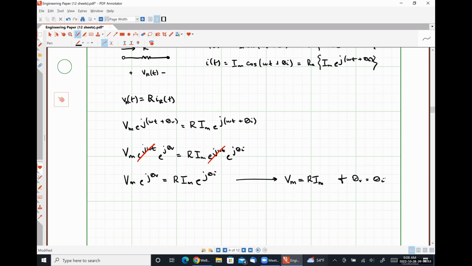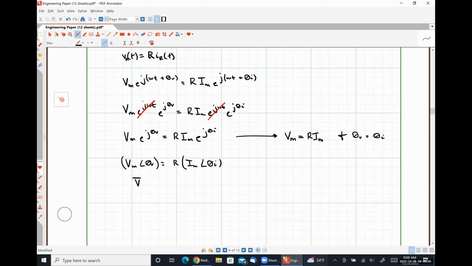All right. Now let's look at the left-hand side of what I've written here again. So I have a complex number that is described completely by its magnitude and its phase angle. Everything else has been thrown away. That is the exact same pieces of information that describes a phasor. So Vm e to the j theta v could be written in polar form as Vm angle theta v, equal to R times Im angle theta I, or more succinctly, phasor voltage V is equal to R times phasor current I.